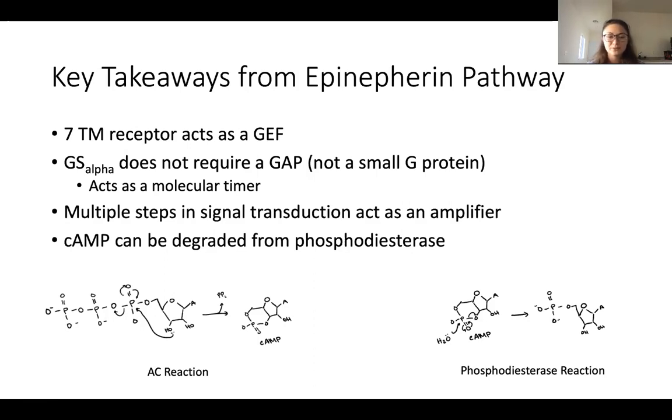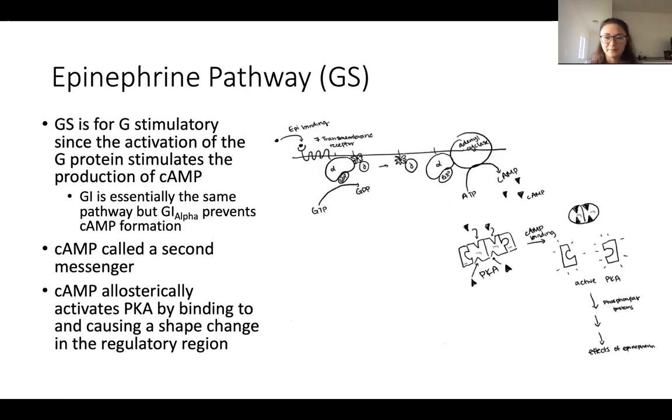And the reason we're using a G protein here to begin with is because it acts as a molecular timer. So we know that eventually this alpha subunit is going to hydrolyze and become inactivated. So that will stop the production of cyclic AMP.